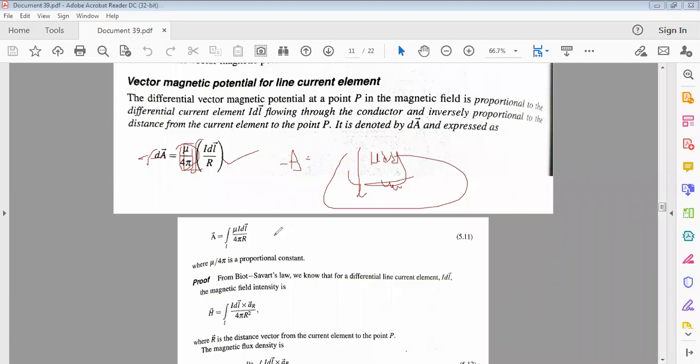So integrating on both sides, we get the line integral of mu into IDL by 4 pi r, where mu by 4 pi is the proportionality constant. That is the statement of vector magnetic potential. Why am I repeatedly saying this vector magnetic potential for the line current? Because it is foremost important in all complex examinations also. Most of the problems in antennas are based on this expression. That is the reason I am repeatedly telling this expression. See here, the proof.